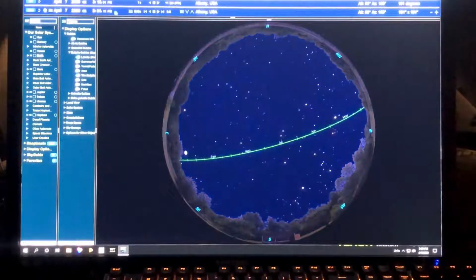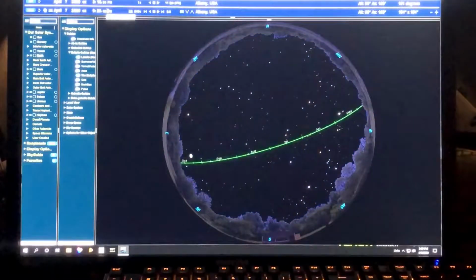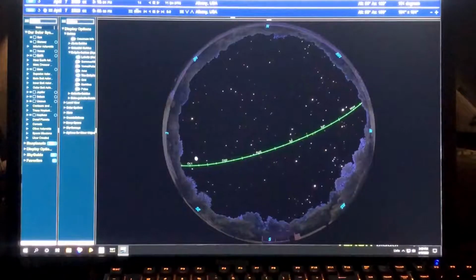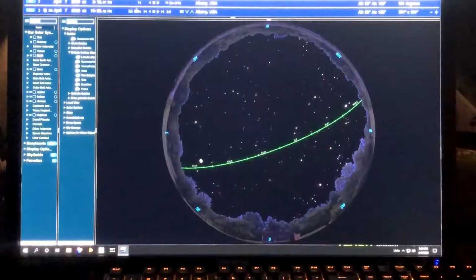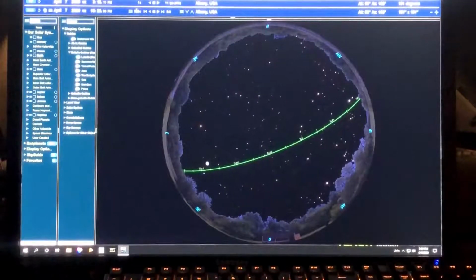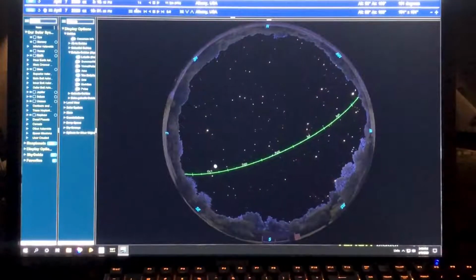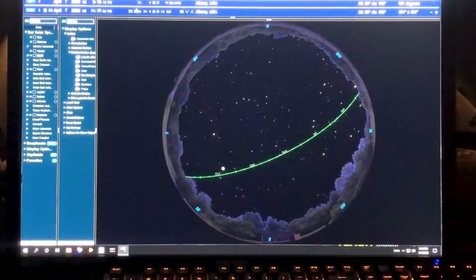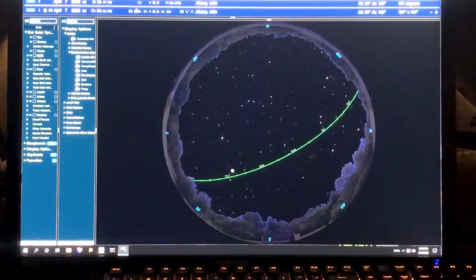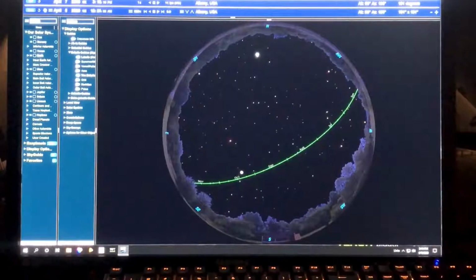Now we have gone on into nighttime, but I'm going to speed things up a little bit more so we can come back around to our day there. And you may be wondering, why is this important to me?